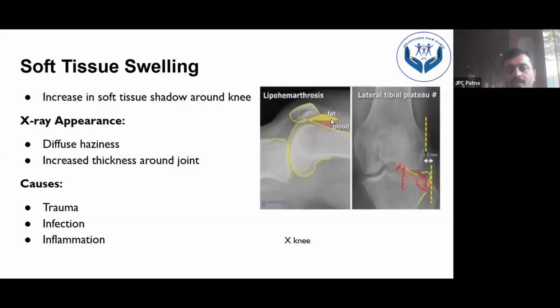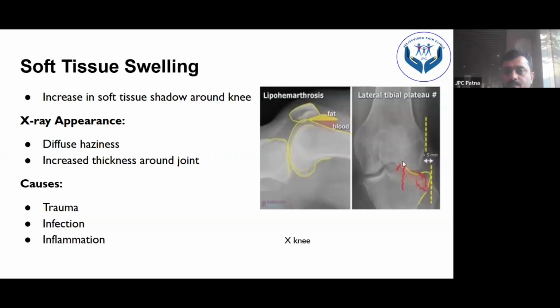There will be a bit of thickness. So you have to look into all these things. The alignment is changed, and at this point, if effusion is there, soft tissue swelling is around this point. That has to be taken care of.